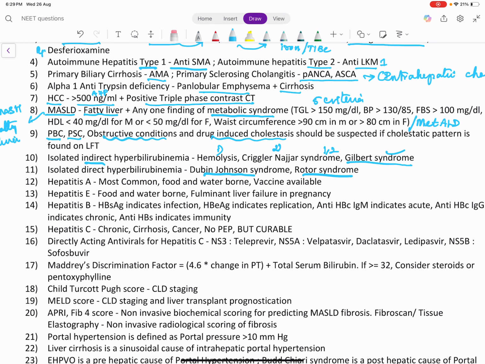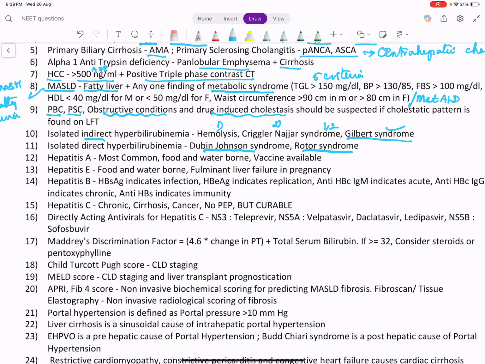Coming to hepatitis infection, so think of the points. Hepatitis A is most common, food and waterborne, there is a vaccine available. Hepatitis E is also food and waterborne. Why it is important is it causes fulminant liver failure in pregnancy.